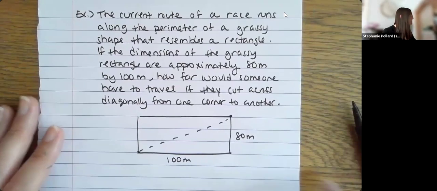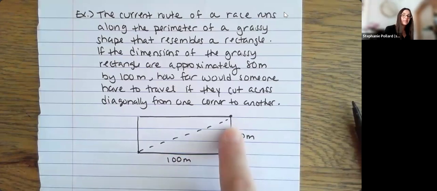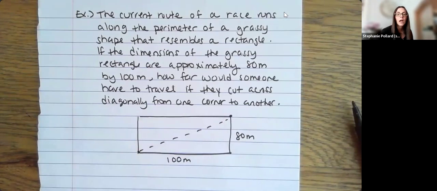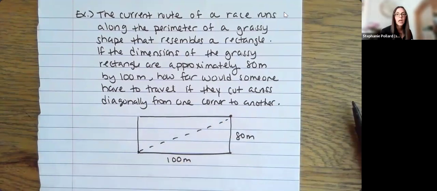All right, and one last example here. Again, all of these really use the Pythagorean theorem. It says the current route of a race, let's say, runs along the perimeter of a grassy shape that resembles a rectangle. So maybe there's a race going on or people are working out and they like to run around this grassy area. So it's approximately rectangular in shape. So one of the main sides is 80 meters and the other is 100 meters. How far would someone have to travel if they cut across diagonally from one corner to another?